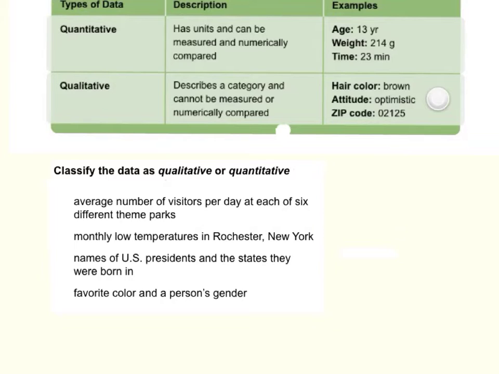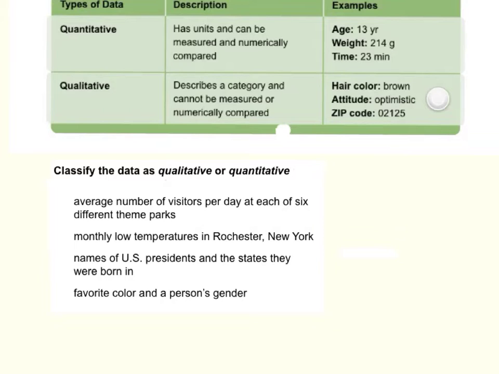Qualitative data, on the other hand, is just describing a category, and it can't actually be measured or numerically compared, such as hair color, altitudes, or attitudes, your zip codes, jersey numbers would actually fit underneath this one, favorite colors, those kind of things.